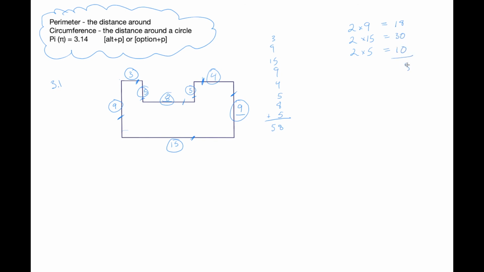And those added together are still 58. So it's the same measurement. It's just a little bit faster. But if your brain works such that you have to do each side individually, do each side individually.